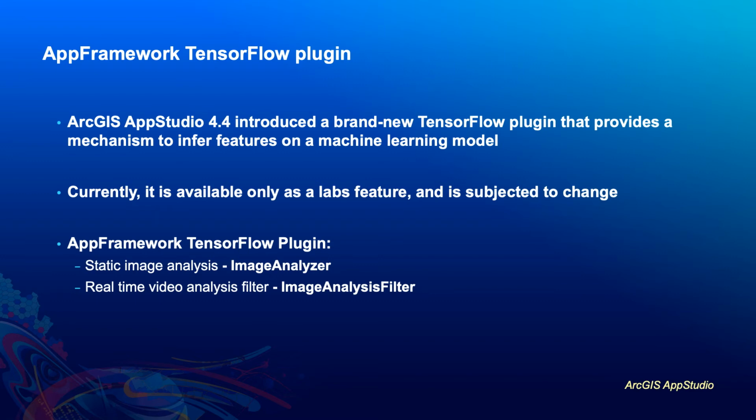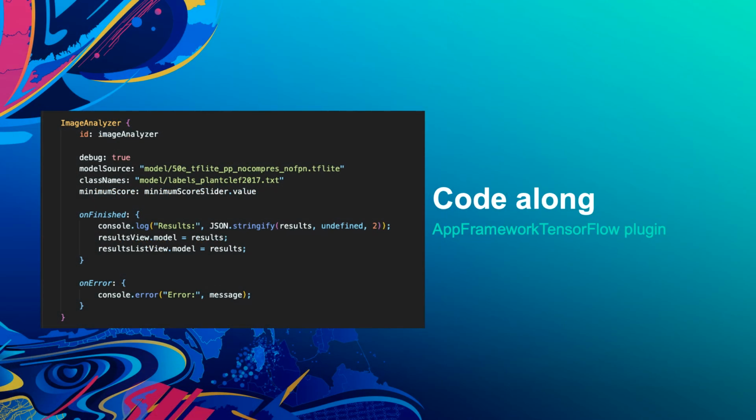App Framework TensorFlow plugin introduces 2 components, namely Image Analyzer, which performs static image analysis, and Image Analysis Filter, which is a real-time video analysis filter. Okay, now comes the fun part. Let's code along. In this section, I'll be switching to a code editor and create a new app using this plugin. In this demonstration, I'll be using VS Code as my code editor. For the ones who haven't tried the new AppStudio VS Code extension, I have shared a link under the reference section towards the end of the session.